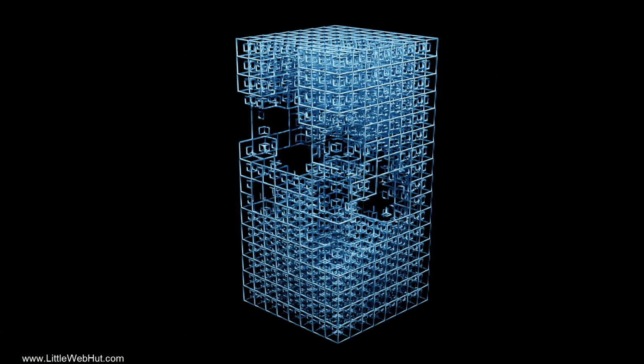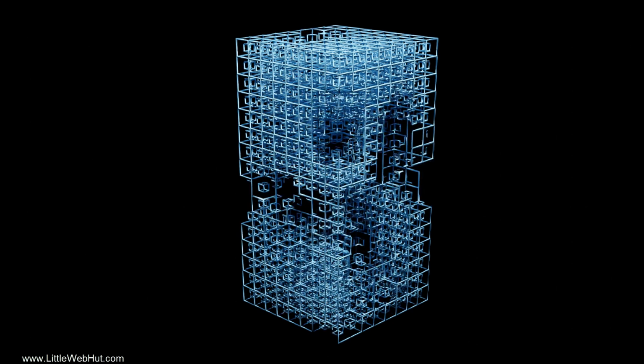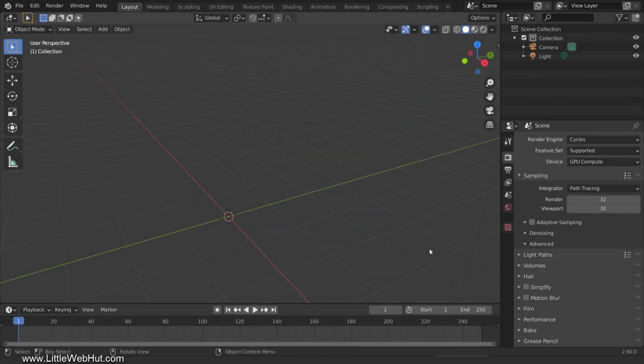In this Blender video, I'll show you how to make this animation. We'll first make a structure with a lot of geometry, and then I'll show you how to make parts of it disappear and then reappear. I'll be using Blender version 2.90.